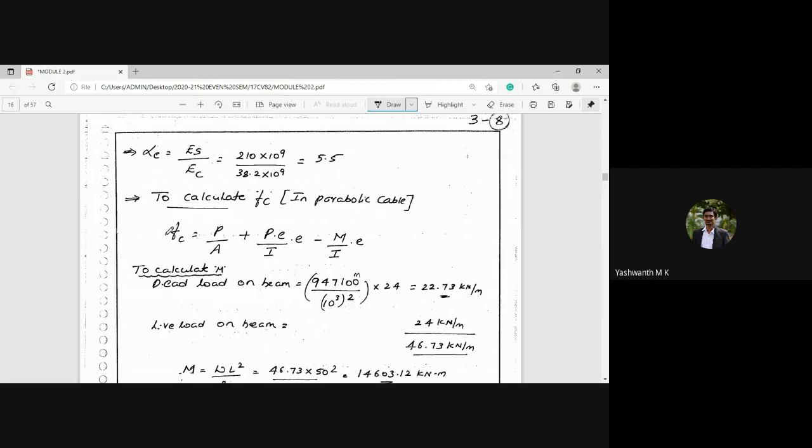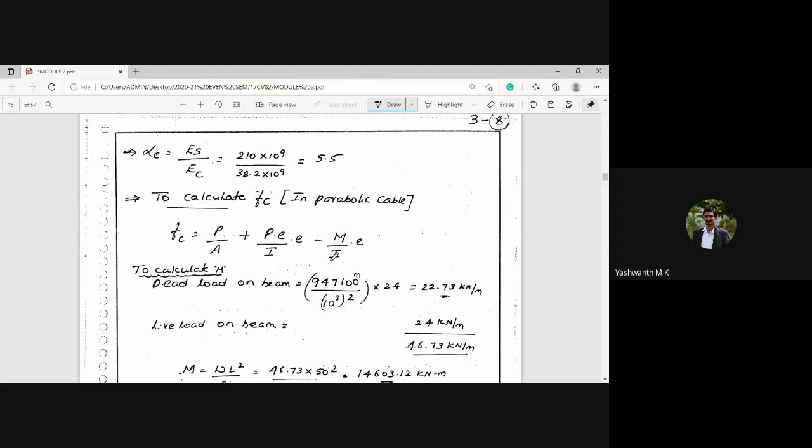So that is FC, which is equal to P by A plus PE by I into E minus M by I into E. Let me calculate one by one. We know P, we know A, we know the eccentricity at midspan, and next, how to calculate the moment. So let me go ahead.